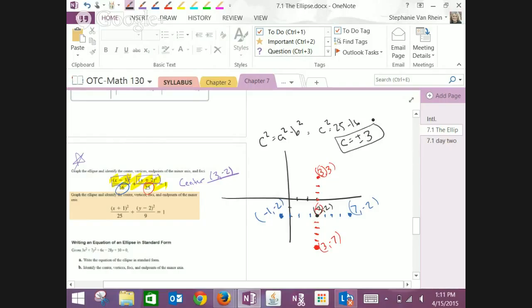So I go to my center, I go up 3. When I go to my center, I go down 3, right? Because my focus points are on my y-axis, or parallel to the y-axis. So if I do that, I go 1, 2, 3. 1, 2, 3. So what's this point? 3, 1. And this point? 3, minus 5.